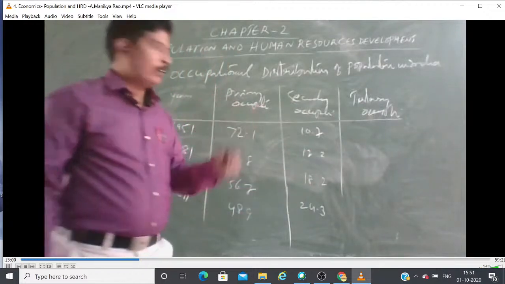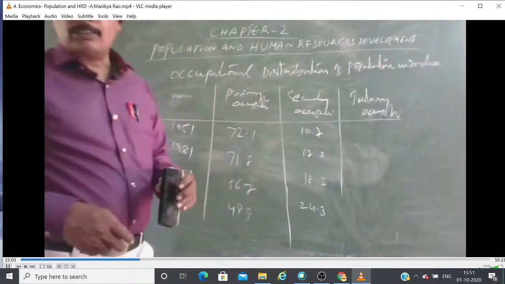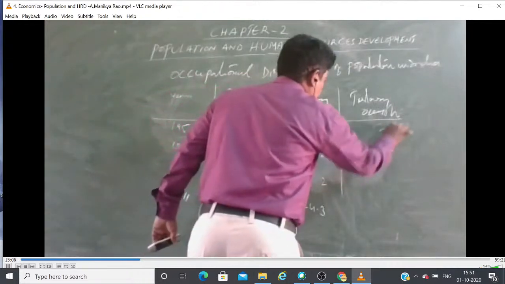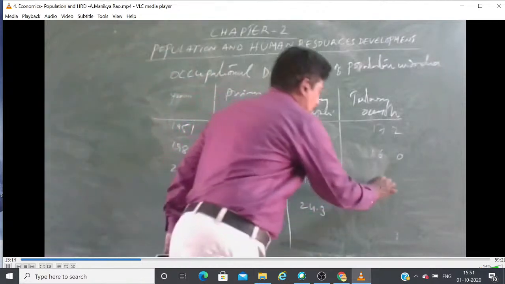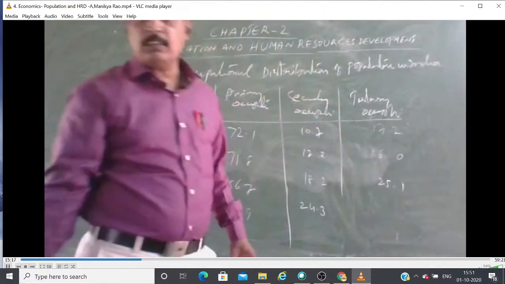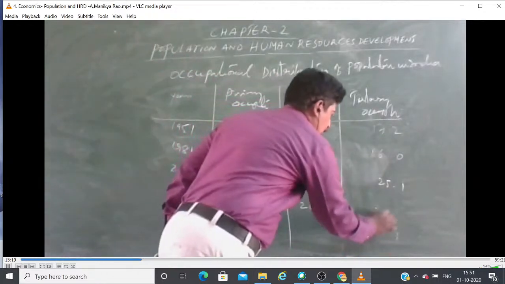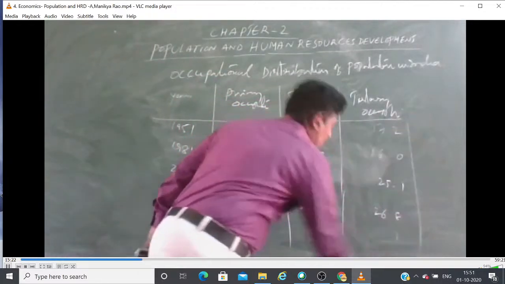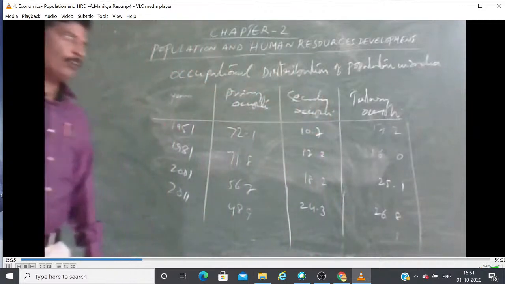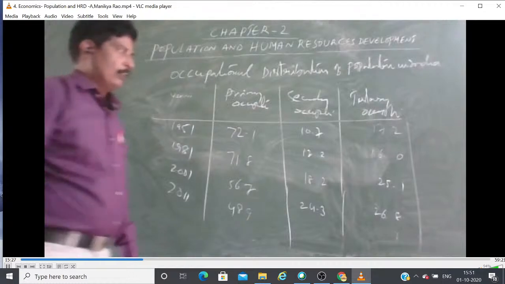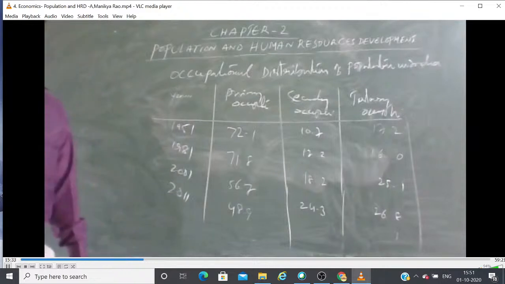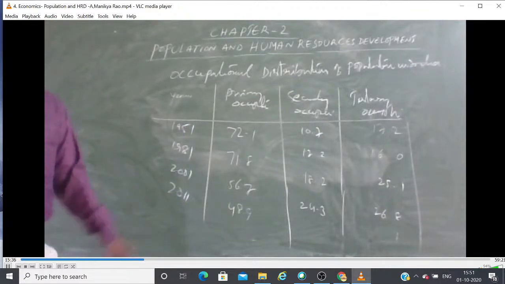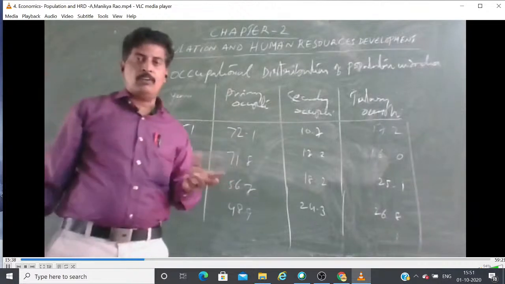Then coming to the tertiary sector, it is 17%, 17.2%, 16.0, then 23, 25.1%, whereas 26.8% is service sector. The dependency of service sector is also gradually increasing. It means still agriculture sector dependency is very high. It's very high. So this is all about occupational distribution of population.